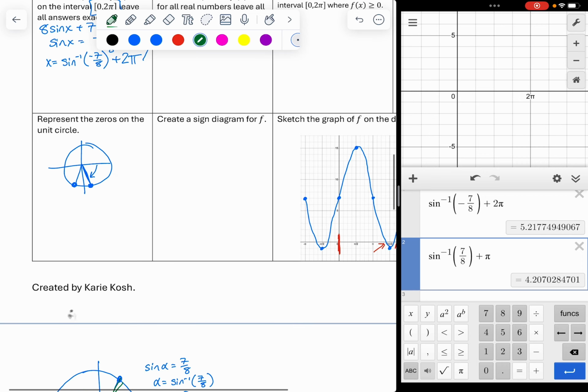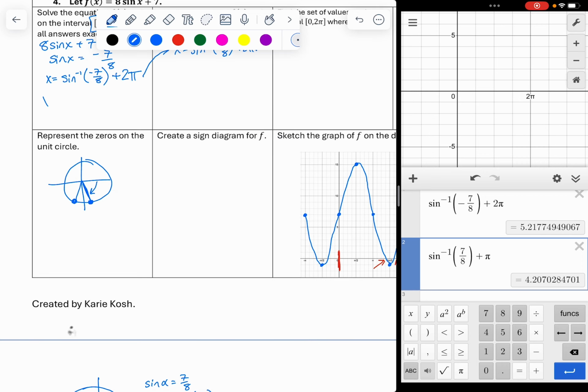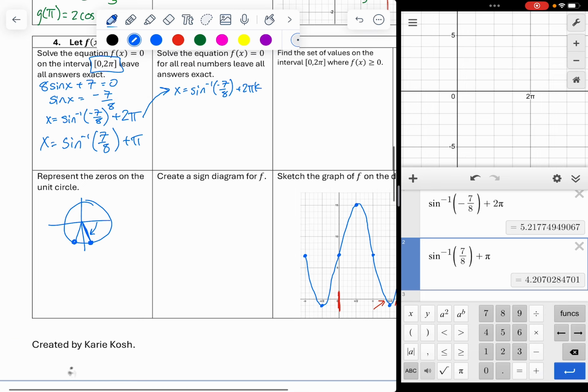Let's write this down here. So the other one was x is equal to the inverse sine of positive 7/8 plus pi. And so then how do we find all of them? Well, we need to add plus 2 pi k to that. So to find all of them, it would be inverse sine of 7/8 plus pi plus 2 pi k, and for both of these, k is an element of the integers.